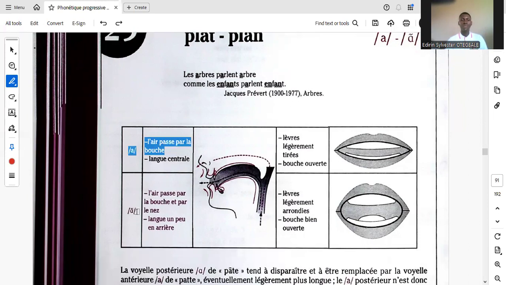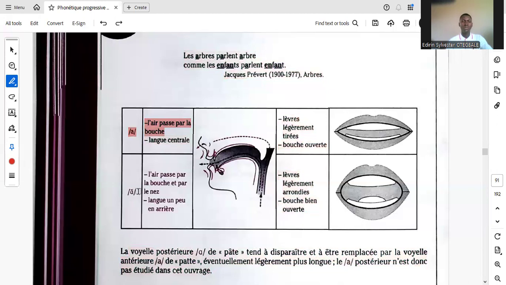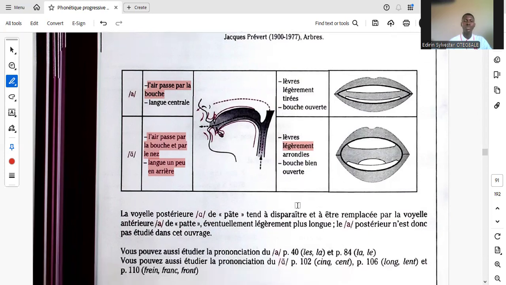Let's come to the on. How do you realize this on in French? What are the combinations of letters? For a start, the air passes through the mouth and the nose. That's why it's nasal, whereas for the other one the air passes only through the mouth, which is why it is oral. For this one, the tongue is at the back. The lip is rounded, not spread, and it's also an open vowel. So we can say nasal, arrondi, ouverte. These are the criteria of this particular phoneme. So take note of this.